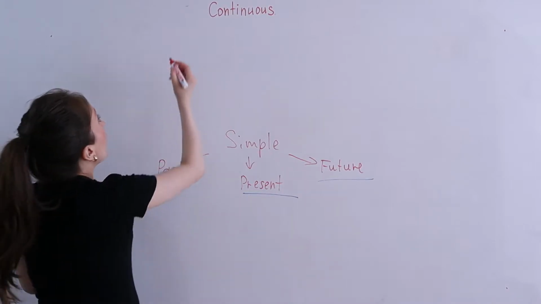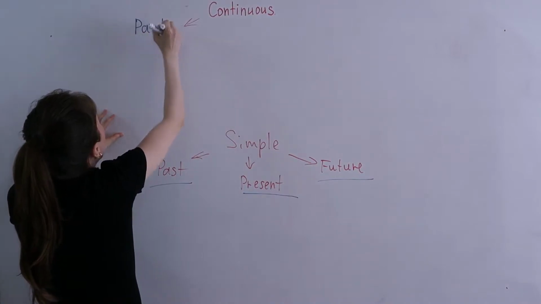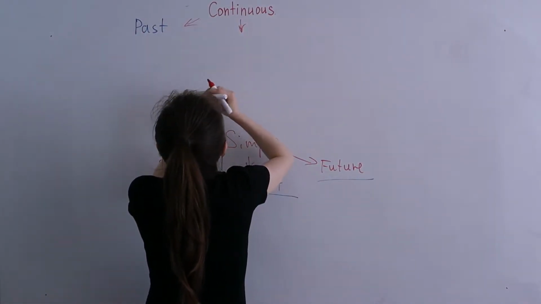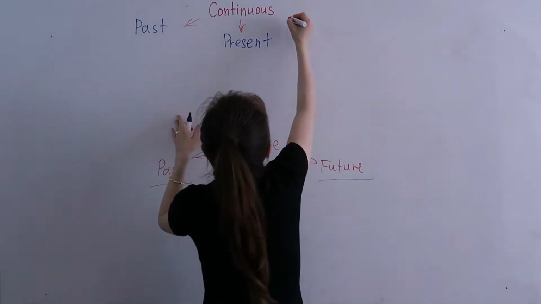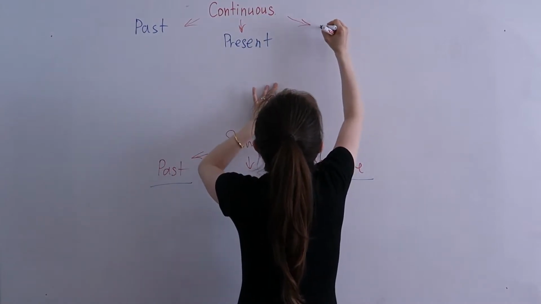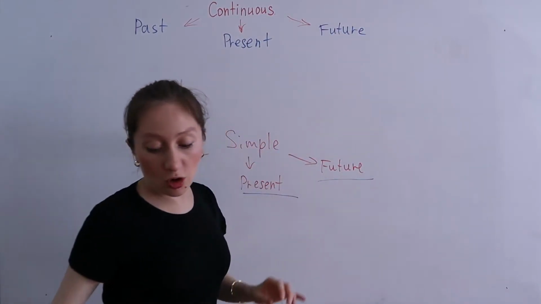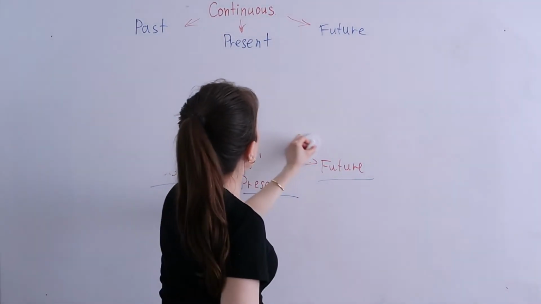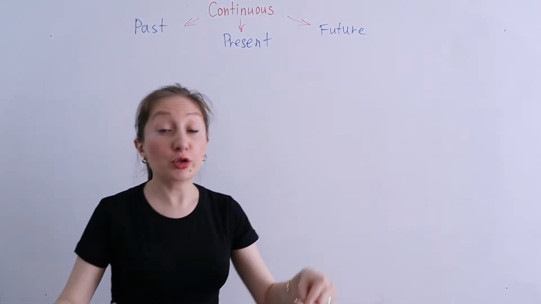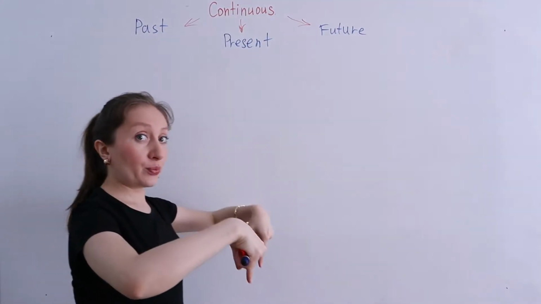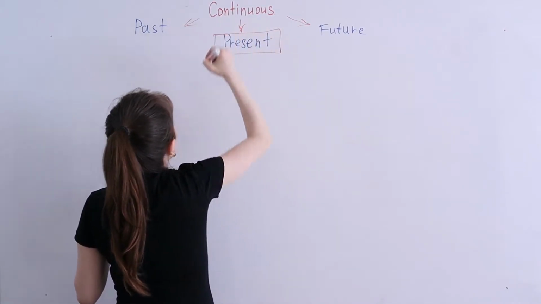Here also, we have past, present, and we have future continuous. Future continuous, all right? And today we are going to talk about present continuous. Usually we start with the present. So past, present, future. So we will talk about present continuous.